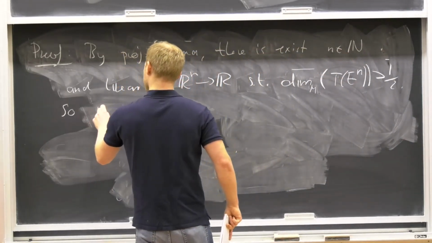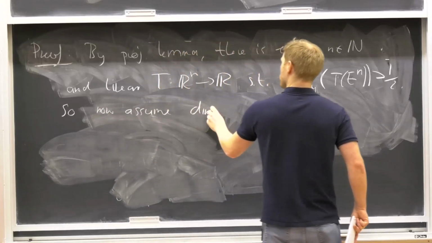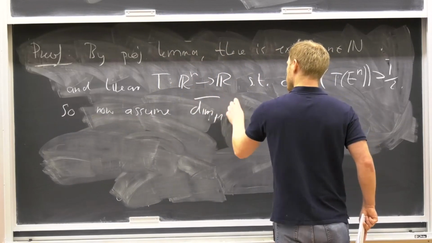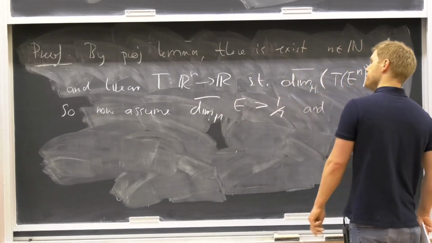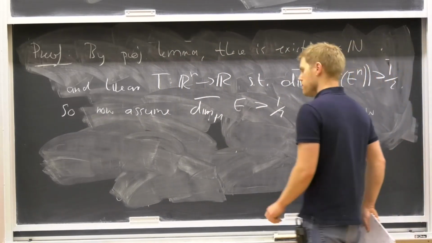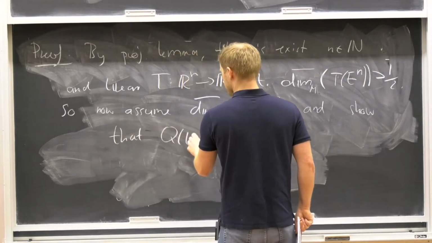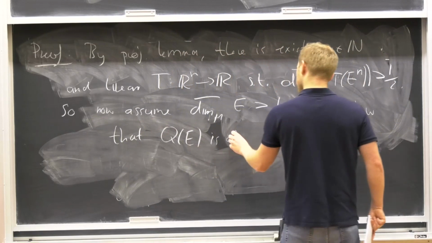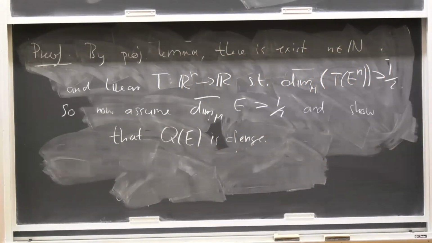So now assume that the Minkowski dimension of E is actually larger than 1/2, and show that Q of E is dense. Okay, that's what I'm going to do.